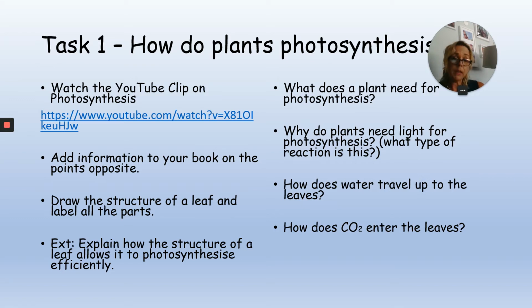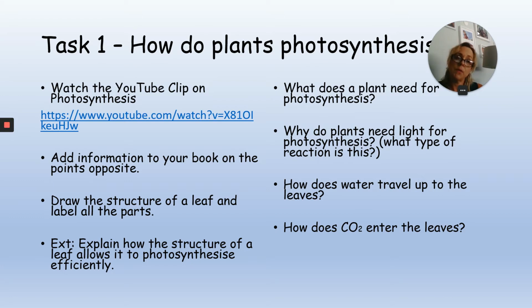The other thing that I want you to do is to write down the key points that are discussed in the video, and I've given you some pointers on the right hand side of the screen you're looking at now. What does a plant need for photosynthesis? So what physical substances does it need? And also, why does it need light? If you think about photosynthesis as a reaction, it's a reaction that happens inside the cells of the plant. What type of reaction is it, in terms of energy? Energy has to go in. So see if you can find a description of reactions that require energy to be taken in order to happen.